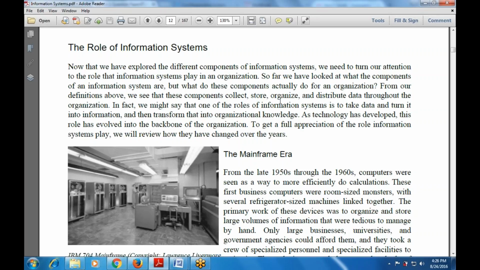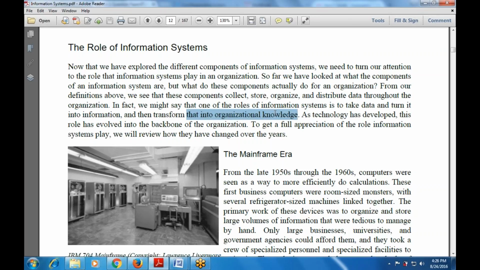And the information system is used to take the data and turn it into information. So first of all, we take the data, convert it into information, and then transform it into organizational knowledge. The first part is taking the data, the next part is the information, and the next part is the organizational knowledge.